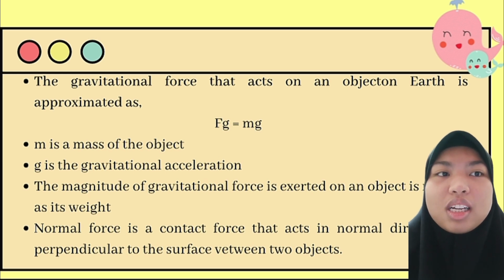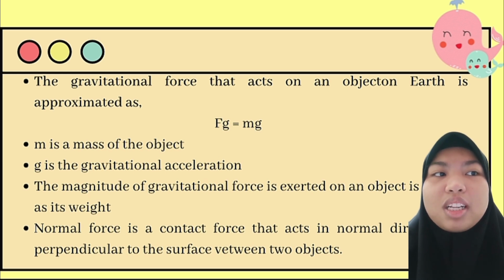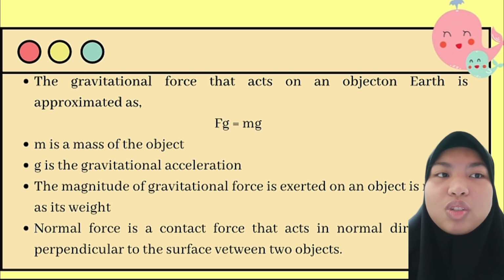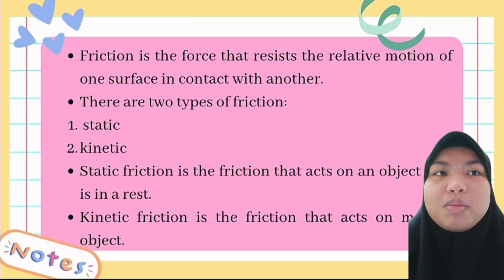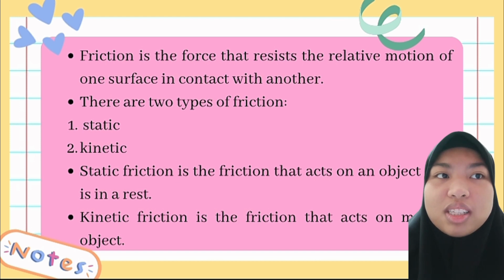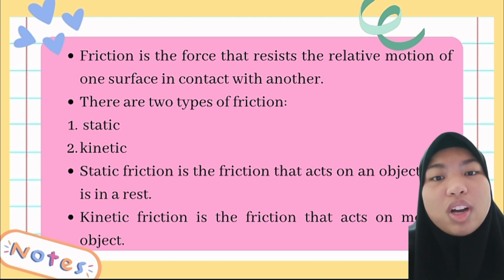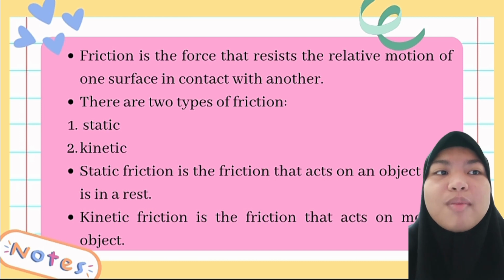Normal force is a contact force that acts in the normal direction, perpendicular to the surface between two objects. Friction is the force that resists the relative motion of one surface in contact with another. There are two types of frictional force: one is static and two is kinetic. Static friction is the friction that acts on an object that is at rest. Meanwhile, kinetic friction is the friction that acts on moving objects.